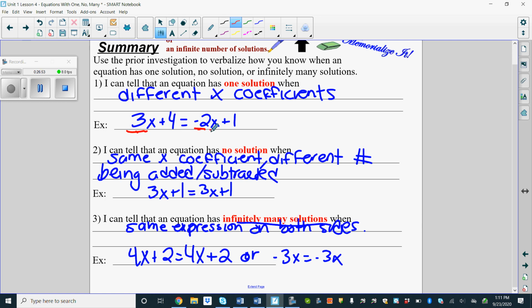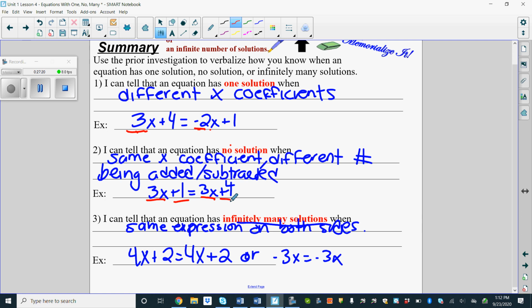2. You can tell that an equation has no solution when you have the same x coefficients, but they have different numbers being added or subtracted. So here I have the same x, 3x and 3x. And they have different numbers being added or subtracted. So on one side I added plus 1, the other side I added plus 4. That's how you know that they will have no solution.